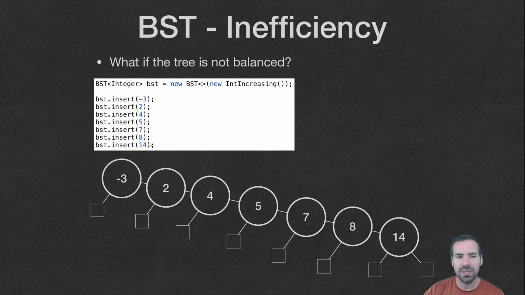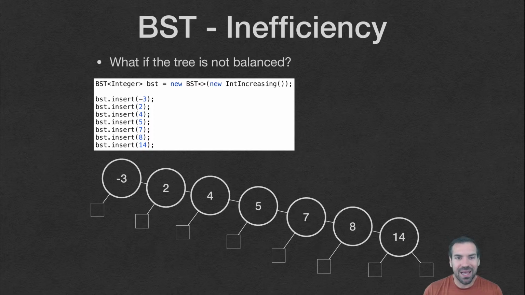We see null. We insert 4, go right, and insert 5, go right, insert. Same thing, 7, 8, 14. We're just going to keep going right because that's what our algorithm says. This value doesn't come before the node's value, so we're going to go to the right.